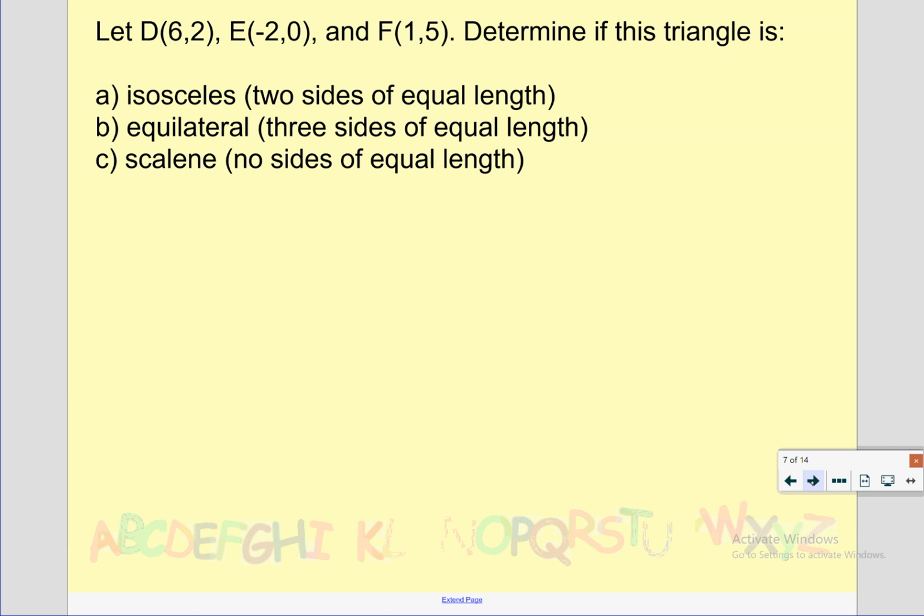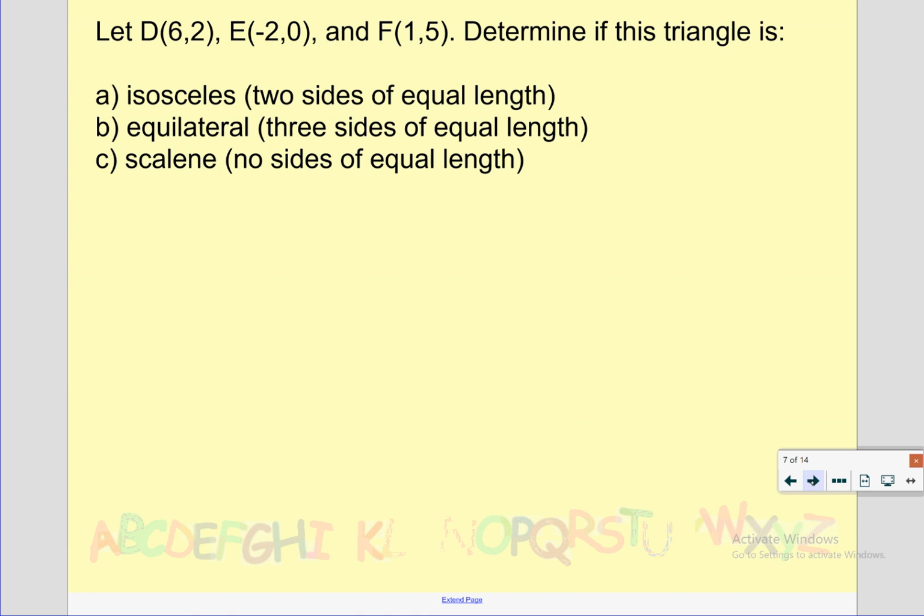I want to determine mathematically, not based on opinion, or by looking at it and kind of guessing, what kind of triangle this is. Is the triangle isosceles, 2 sides are the same, equilateral, 3 sides are the same, or scalene, no sides are the same? To figure out what kind of triangle you have, you need to know the lengths of the sides. If all 3 are the same, it's equilateral. If 2 are the same, it's isosceles, and if none are, it's scalene.